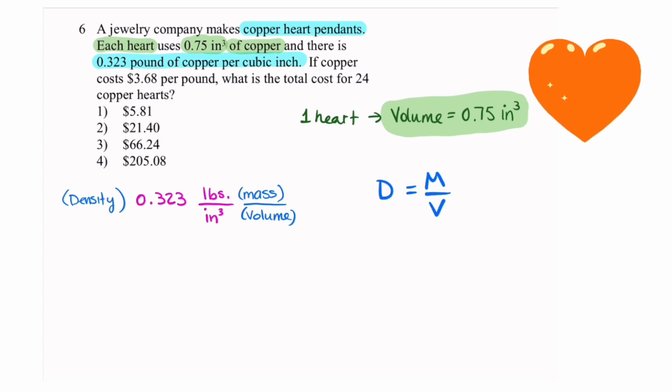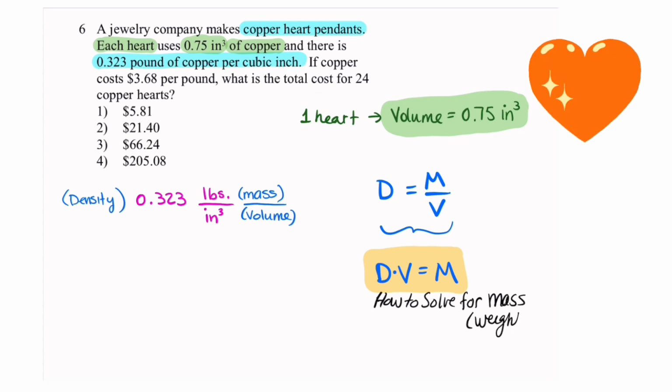Now, density is equal to mass over volume as a formula, D equals M over V, which could be solved for mass because the cost is, well, it's in terms of mass. So how do we find the mass of something? We're going to solve it by multiplying the density times the volume. Okay, so the geometry part of this is the volume part of this. So we have the volume of one heart, but we need the volume of 24 hearts. Then we need to know the mass of those 24 hearts, and then the cost of those per pound.